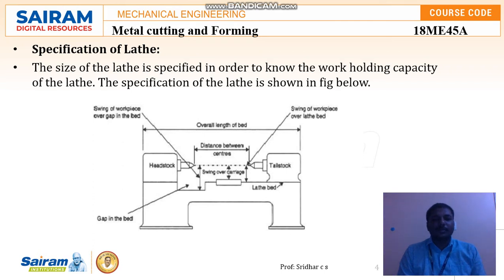We cannot blindly give the distance. Based on the specifications only, whenever we manufacture, we fix the distance. You can see the headstock and the tailstock, and there is a distance between the two centers. The distance between the two centers, that is, the headstock and tailstock, is what we call the distance between centers, and from the headstock to the tailstock is the overall length of the bed. The lathe is installed based on that bed, and this is what we call the lathe bed. These are the legs that are placed on the lathe bed.